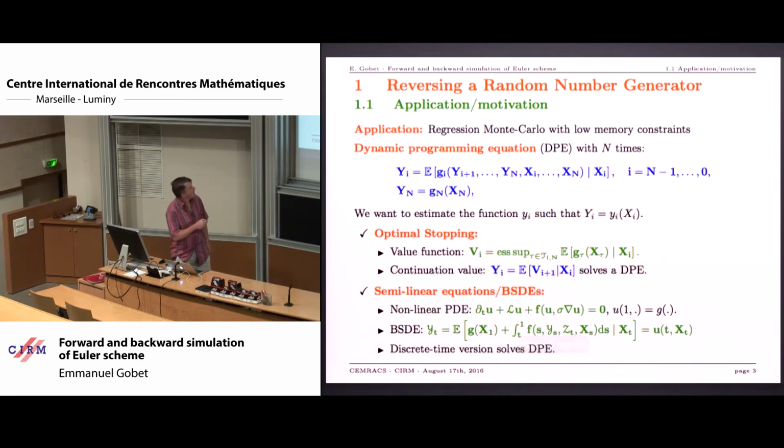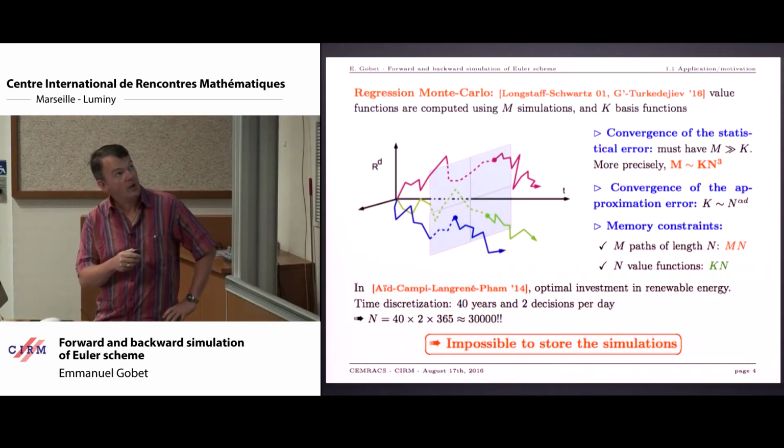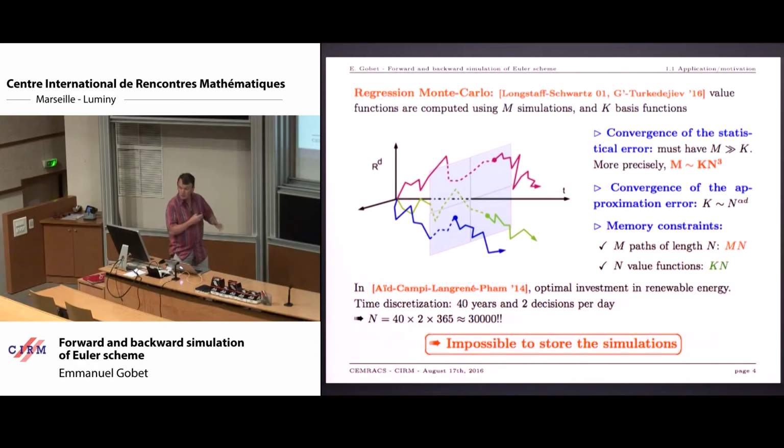So here, Y_i is an unknown function of the forward component X_i, and you want to approximate that unknown function. To approximate it, you're going to use some basis functions. Typically here we consider just hypercubes, or local polynomials on each hypercube. And according to the number of paths in one hypercube, you're going to compute the regression coefficient on that hypercube, and so on and so on.